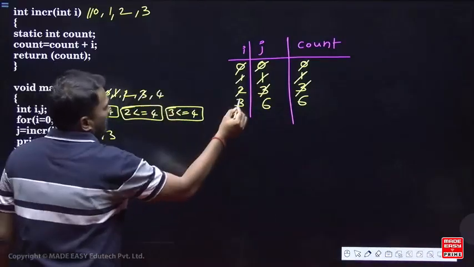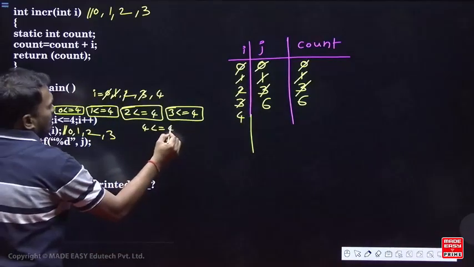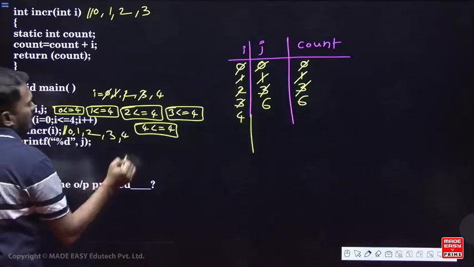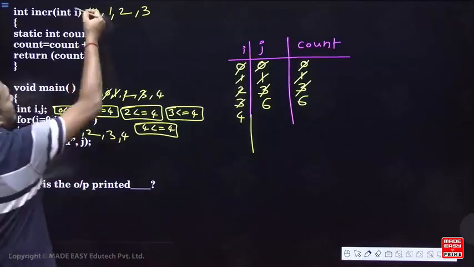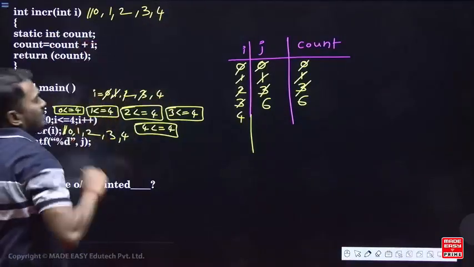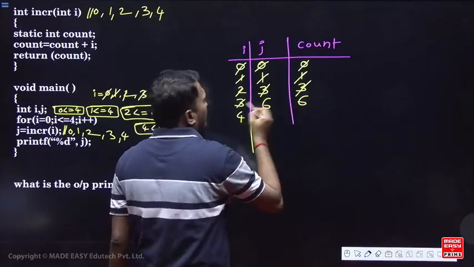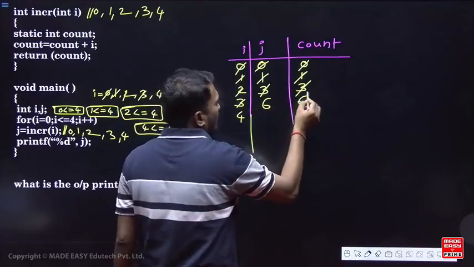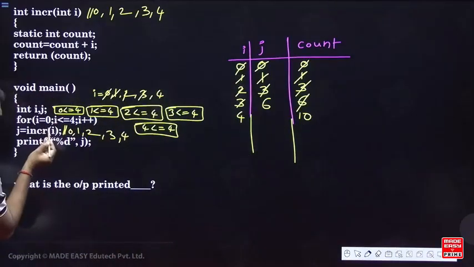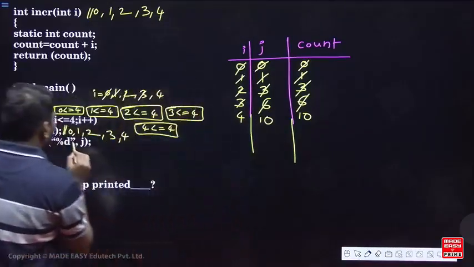Next again I plus plus. I value becomes 4. So I am writing here also I value becomes 4. Again you check 4 less than or equal to 4. Now tell me true or false? True. In the increment of I you are passing I value as a 4. You receive the I value as a 4 here. Right? Static it will skip. Count equal to count plus I. Tell me count plus I. Count value is a 6, I value is a 4. 6 plus 4, how much is that? 10. And 10 will be returned. That return value will be assigned to j. So tell me, what will j become now? 10.